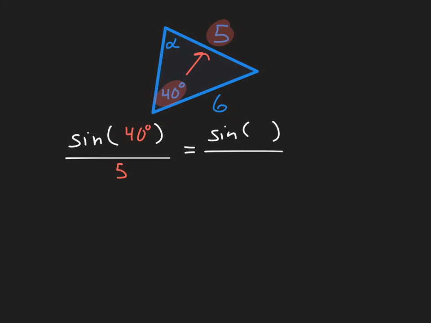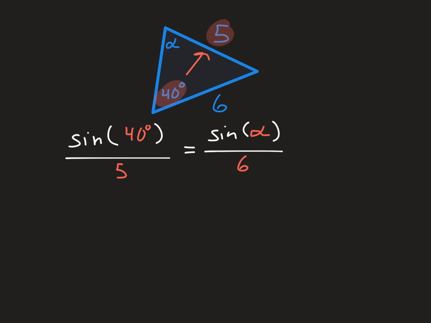And then my other pair here is sine of alpha. I just used a different Greek letter. And we can use a bunch of different Greek letters for our angles. So we kind of started off using theta. Alpha is another commonly used one. So sine of alpha over 6.